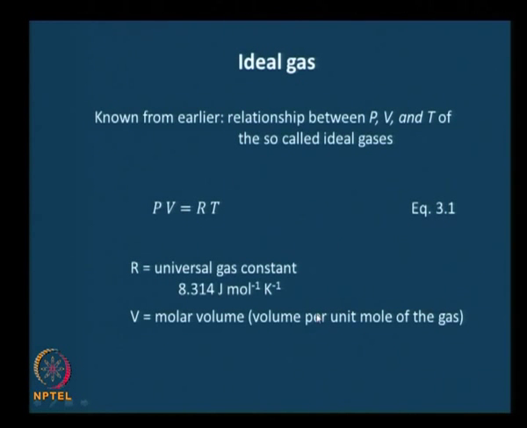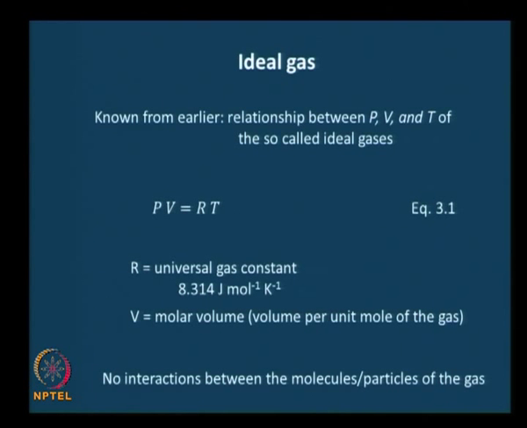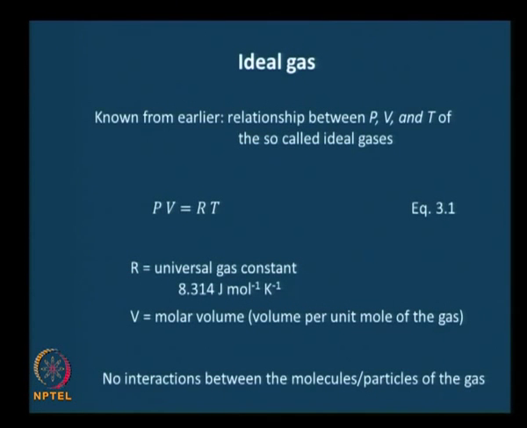V is the molar volume, or volume per unit mole of the gas, that we have already seen. In an ideal gas we get such a simple relationship because at the molecular level we consider no interactions between the molecules or the particles, to make it general, that comprise the gas. So that is what led to the ideality of the gas, no interactions.